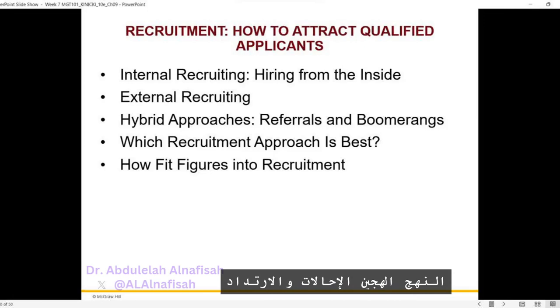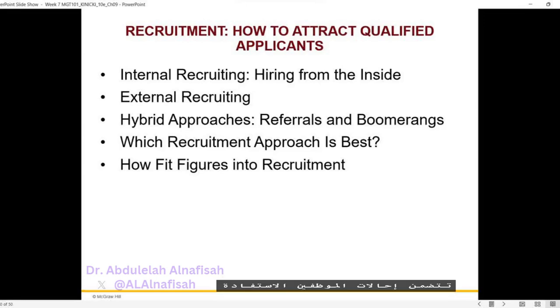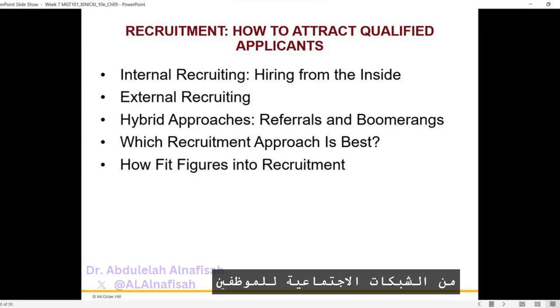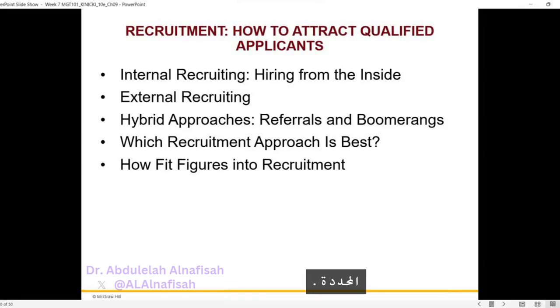Hybrid approaches, referrals and boomerangs. Hybrid approaches combine elements of internal and external recruiting. Employee referrals involve tapping into the social networks of current employees to identify potential candidates for open positions. Current employees as referrers are often good judges of potential fit, considering the organization's culture and specific job requirements.